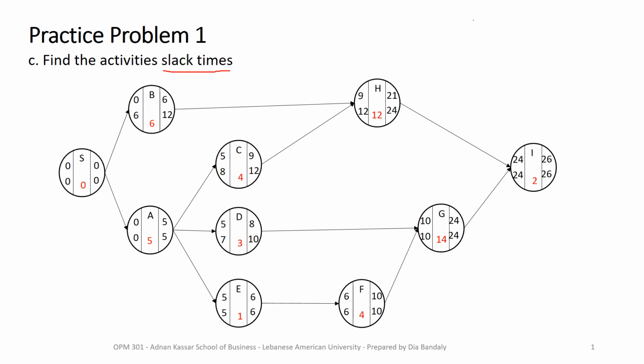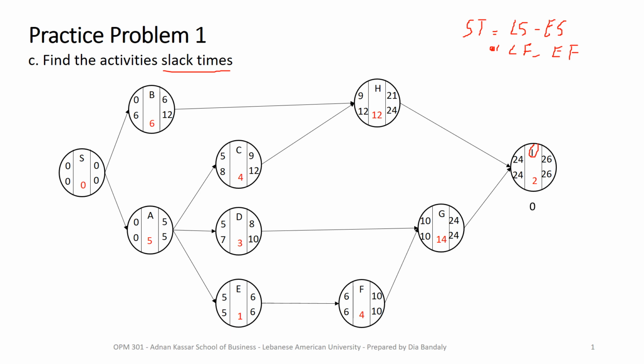Remember, the slack time for any activity is equal to the late start minus the early start, or it's equal to the late finish minus the early finish. These should give you the same value, of course. Okay, so let's start from activity I here. You can see that it has a late finish equal to the early finish, and the same for late start and early start. So that means it has a slack of 0.